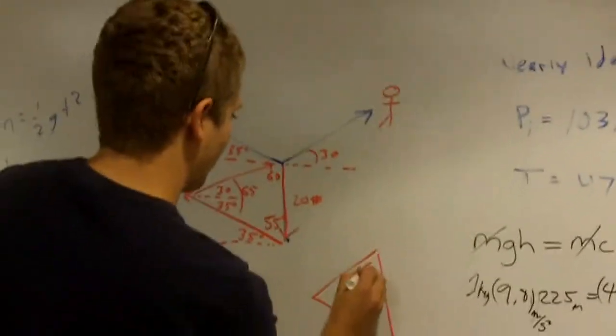So now what do you have? You've got this triangle, okay? You know all three angles.